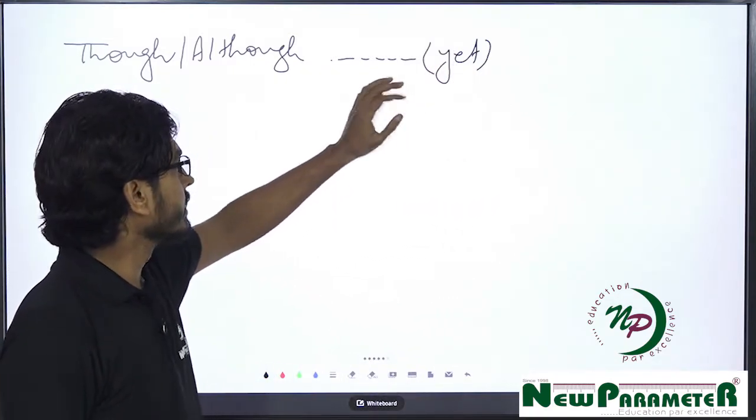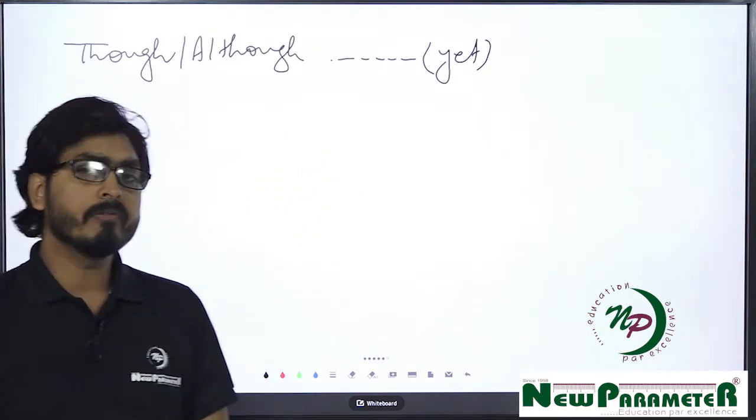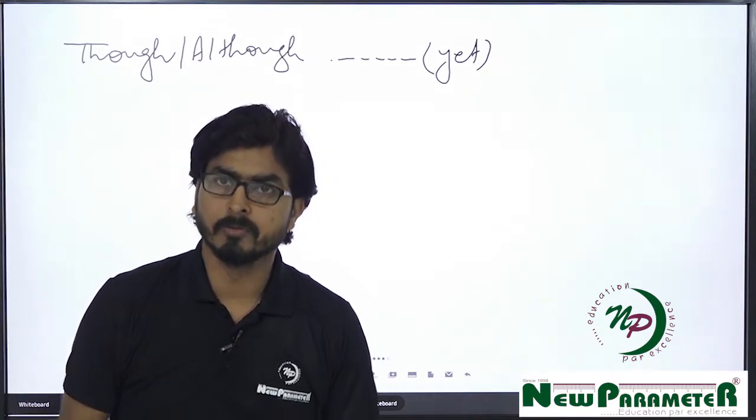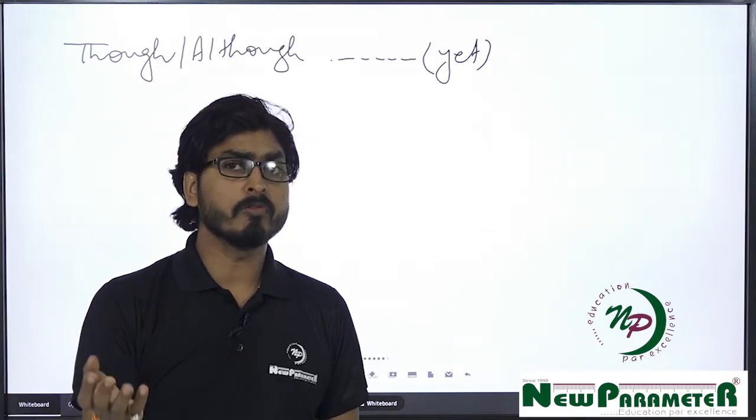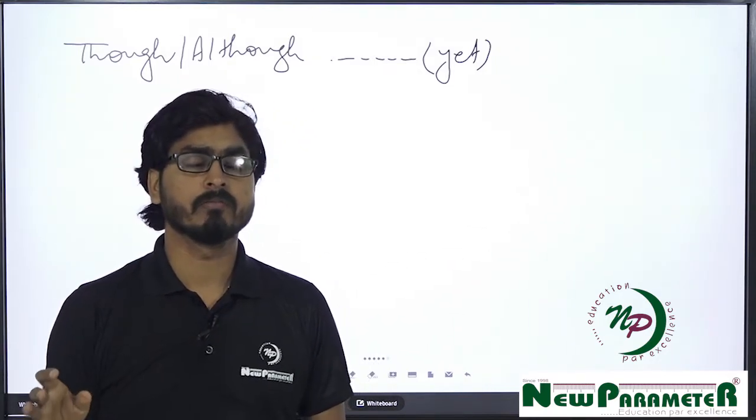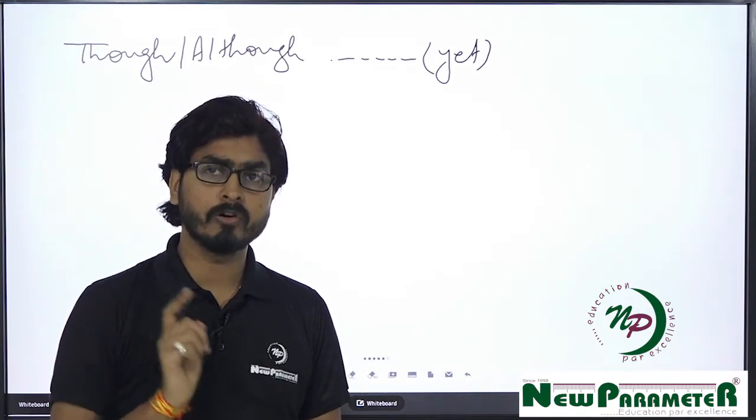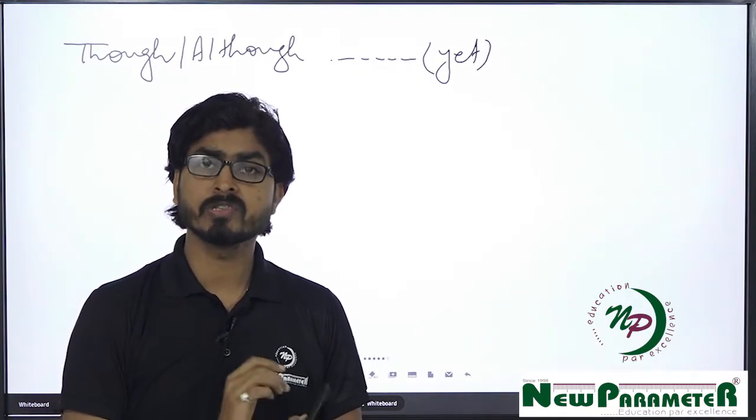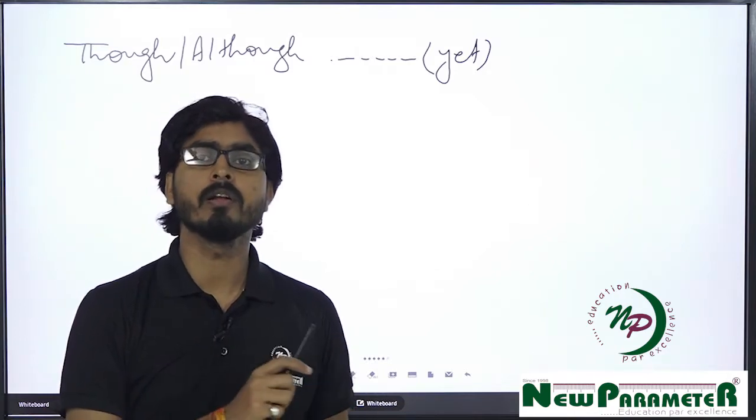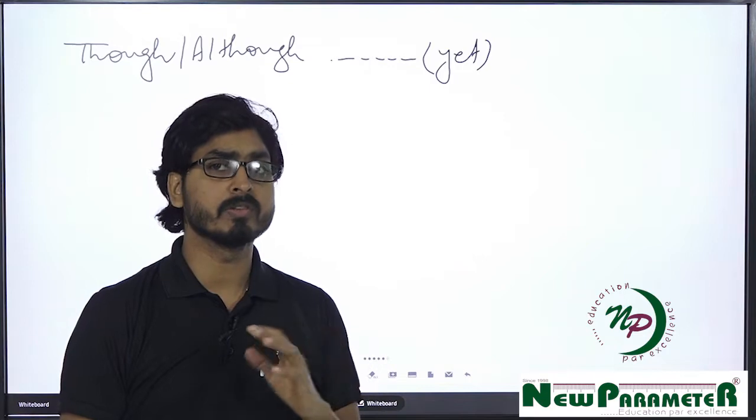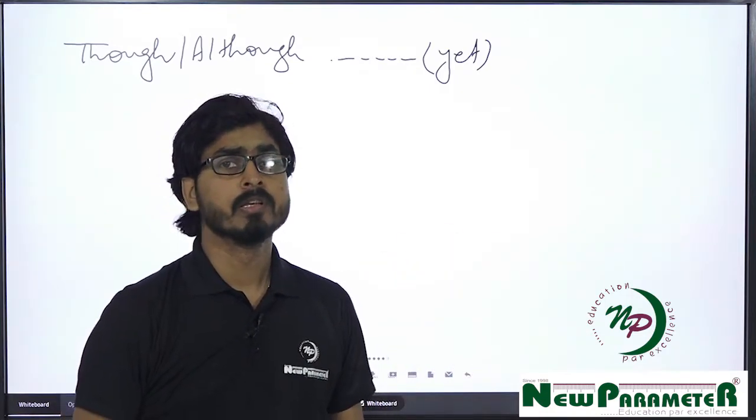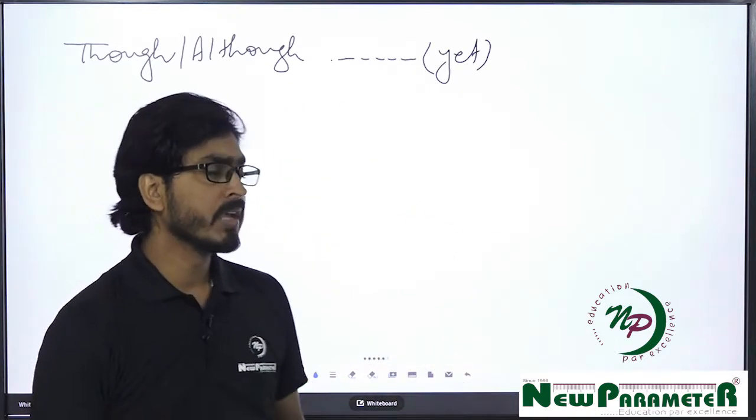Why? There is a logic that whenever we use though or although, you can use yet, or if you don't want to use it, again it's fine. It is not always mandatory to use yet with though and although. If yet is there, it's fine. If yet is not there, again it's fine. So what is the nature of though and although?